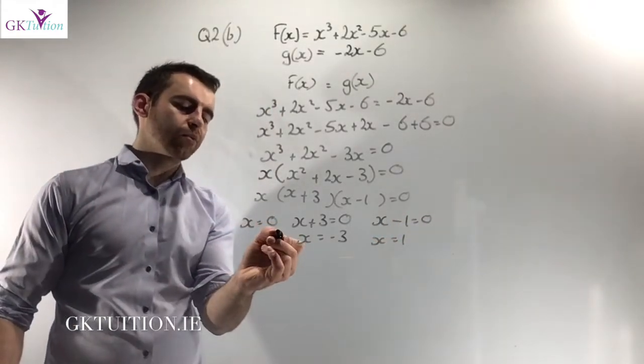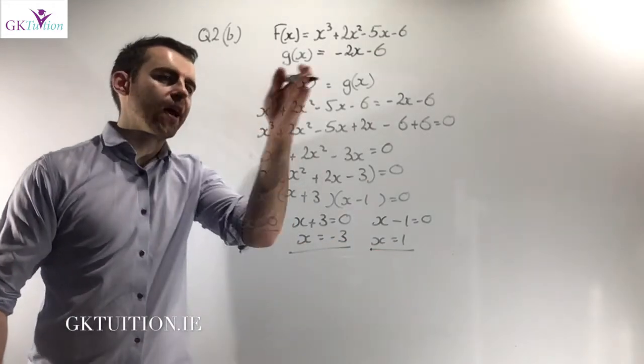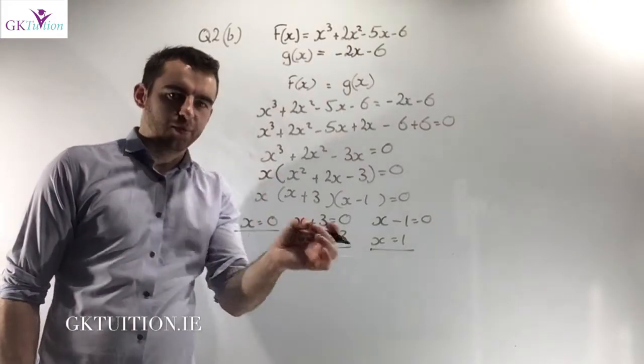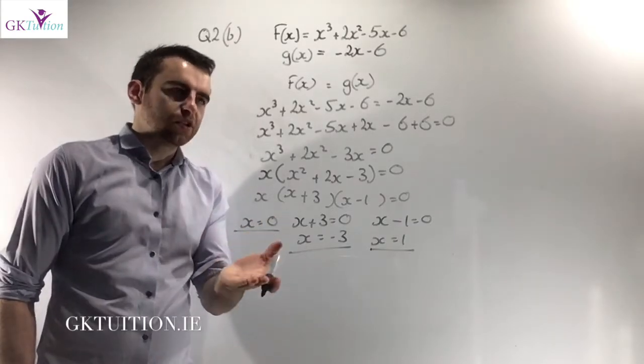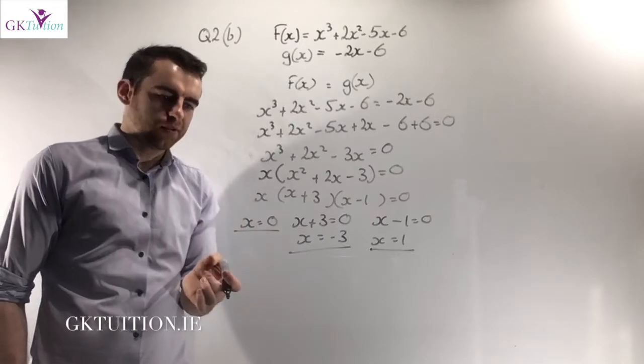So I know that when x equals 0, when x equals minus 3, and when x equals 1, f of x is equal to g of x. Or in other words, they're the x values at the points of intersection. But obviously, to get the full marks here, I need to sub back into one of the original equations to find the corresponding y values.